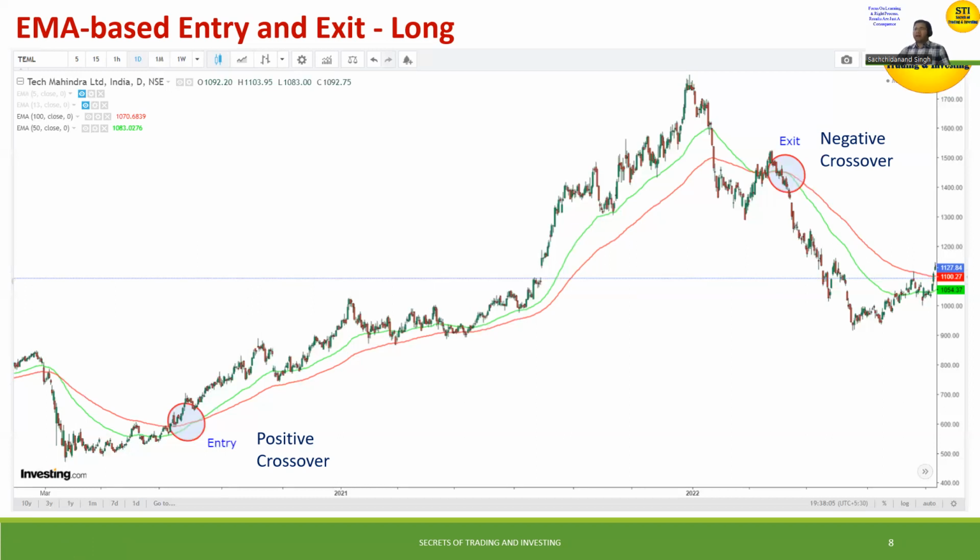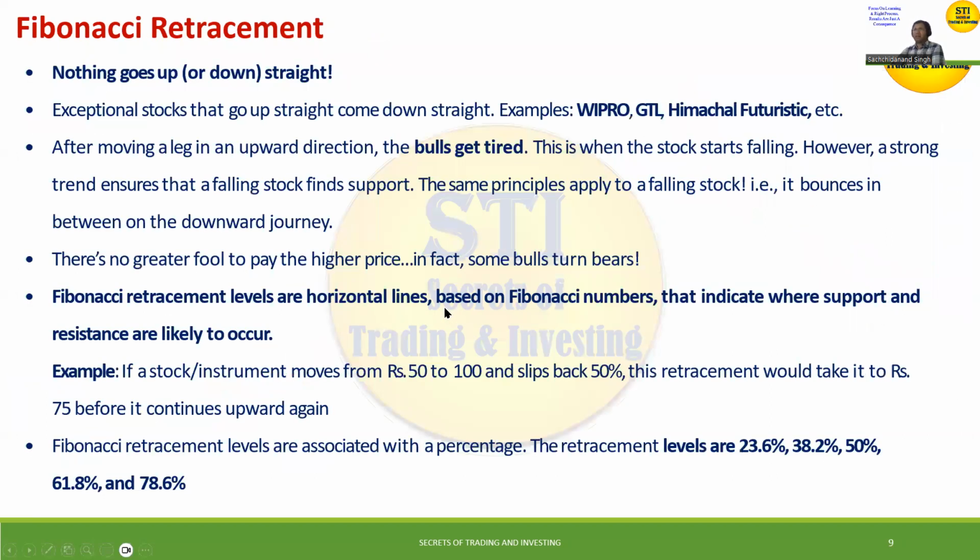Okay, so this is about moving averages and the exponential moving average. The next concept for today is the Fibonacci retracement.